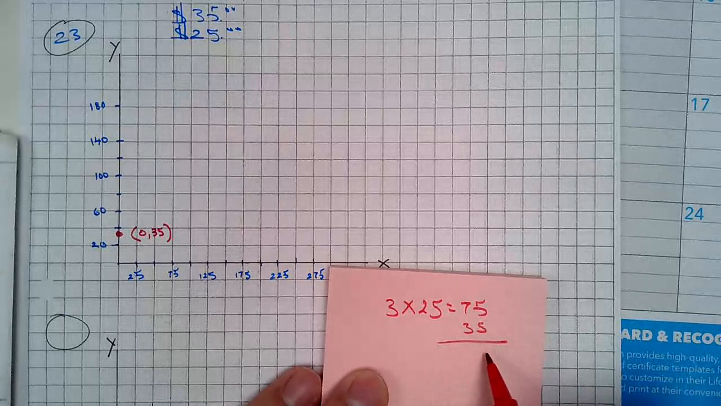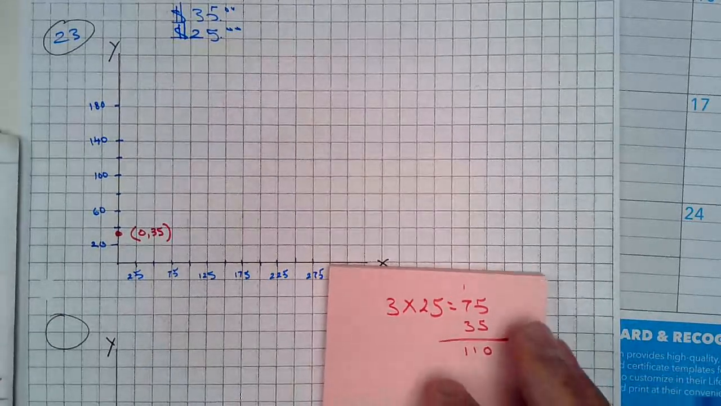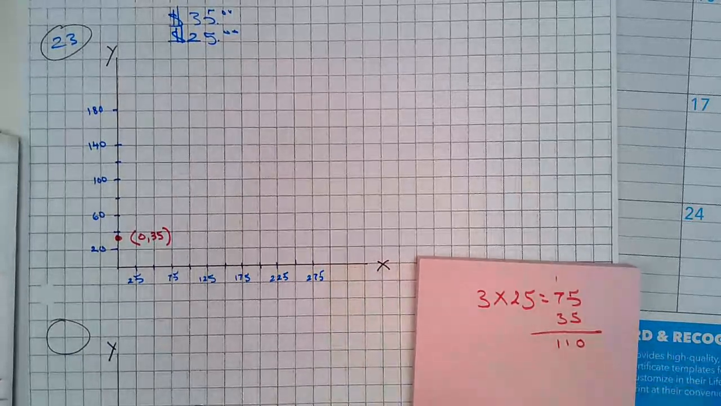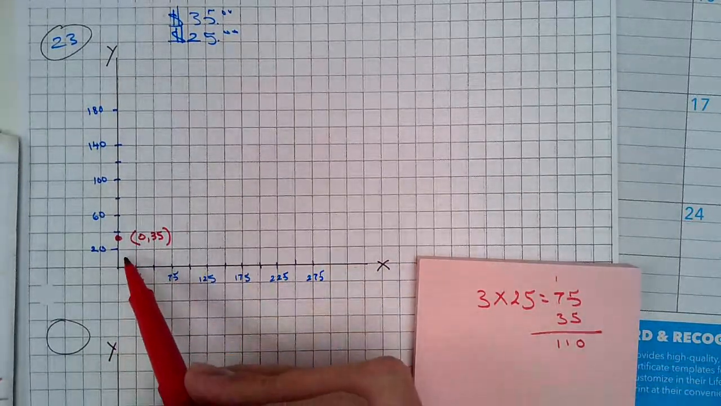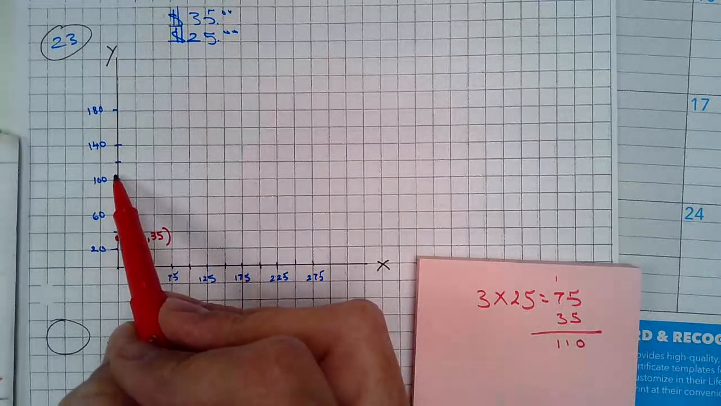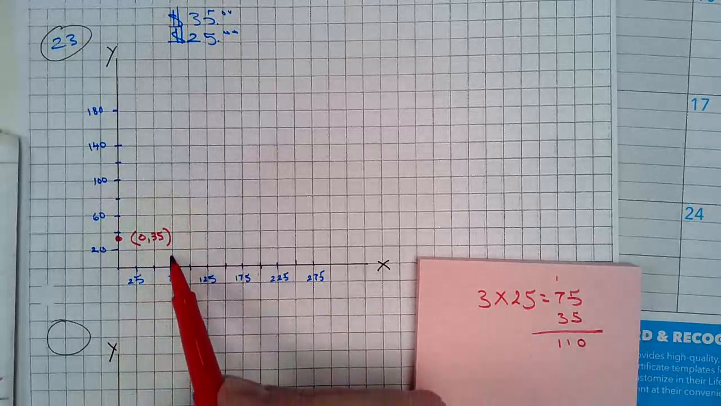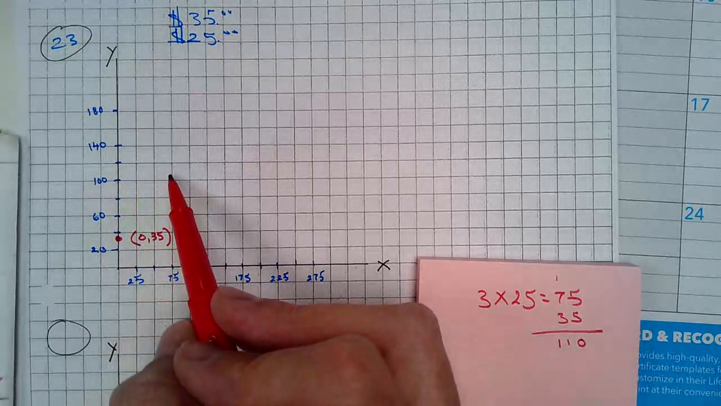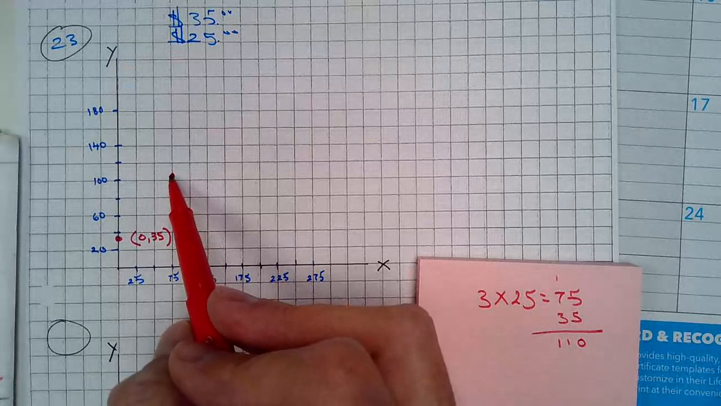Okay. So 5 and 5 is 0. Carry the 1. That's 10. That's 11. So now we're at 110. Okay. So Miss Russell, 110 would be what? Right about here? Yeah. Okay, just above the 100. And then I'd move over to line up with 75. So my next dot will be right about there.